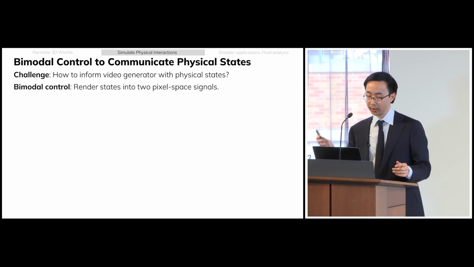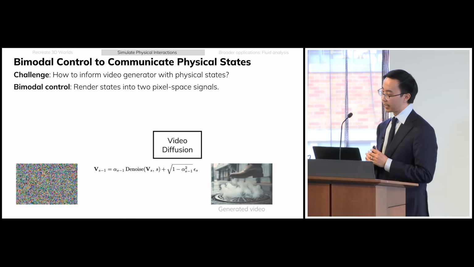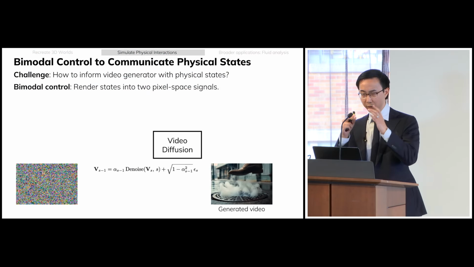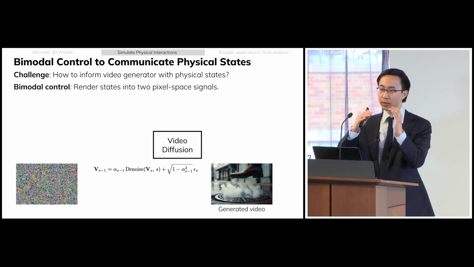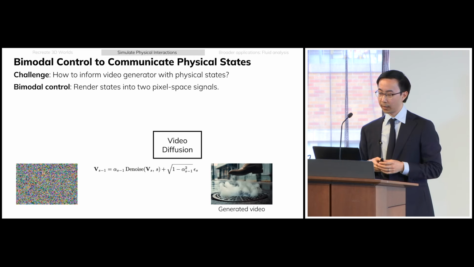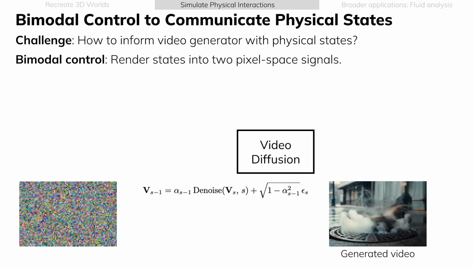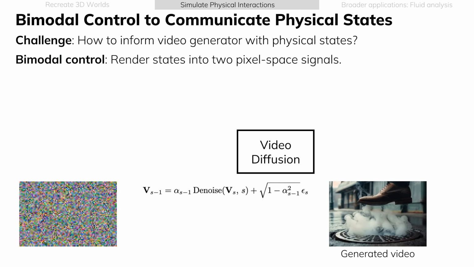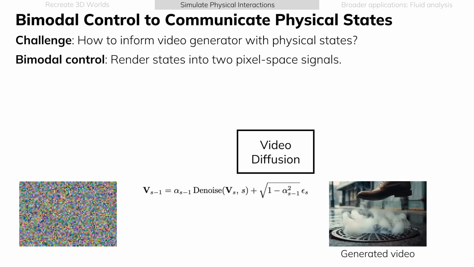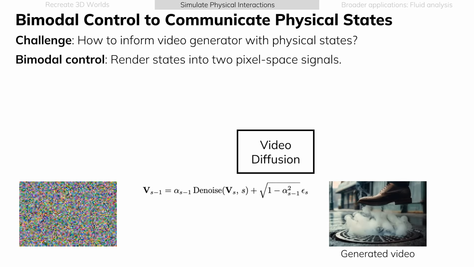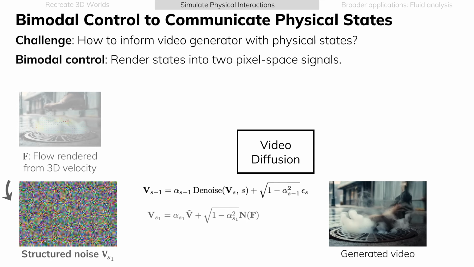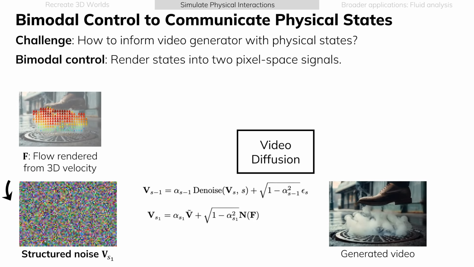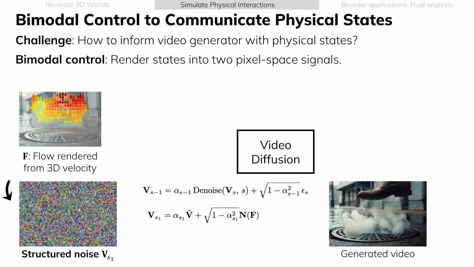Now here's how. Our video generator is a diffusion model. So given a noise, a diffusion model transforms it into a video by gradually removing the noise. And here, the denoiser is a learned neural network, and epsilon is a random Gaussian noise. But as we can see here, if we have no control at all, the generated video has nothing to do with our simulation. So we need to modify the diffusion process to control it with the simulation signals.